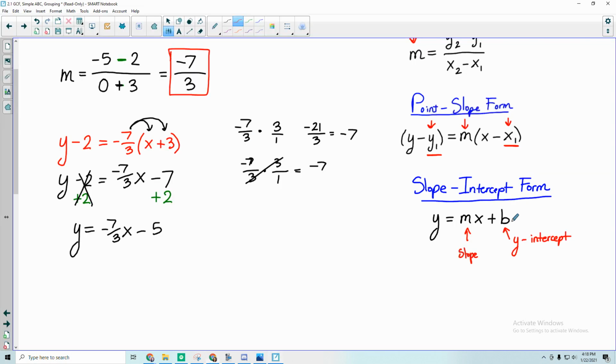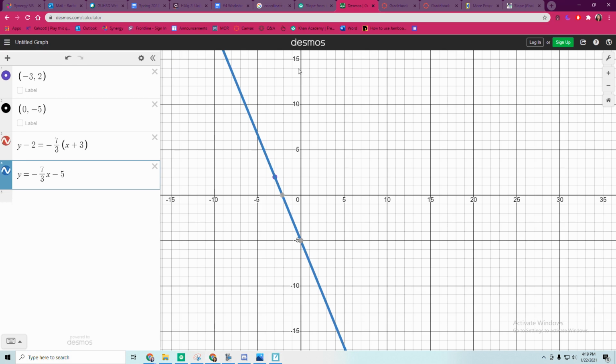Now, remember how I said the b here is our y-intercept. So whatever number's at the end, like this -5 that we see, that's the y-intercept. The y-intercept is the place the line crosses the y-axis. So right now, it's telling us that our line is going to cross the y-axis right at -5. So let's check to make sure that's true. Definitely, there's the y-axis, and it crosses it right at -5. Beautiful. That's exactly what we were hoping to see.